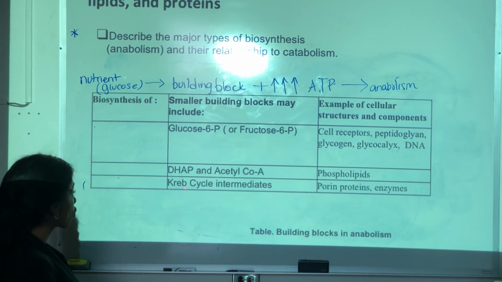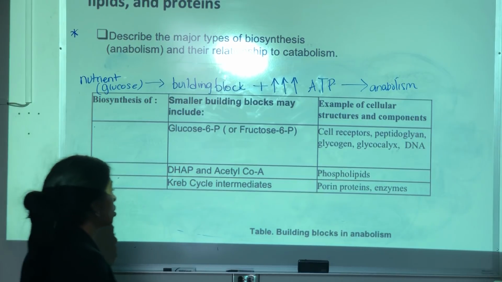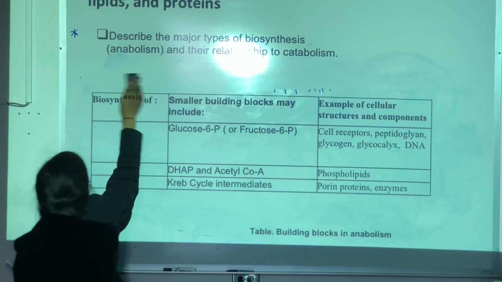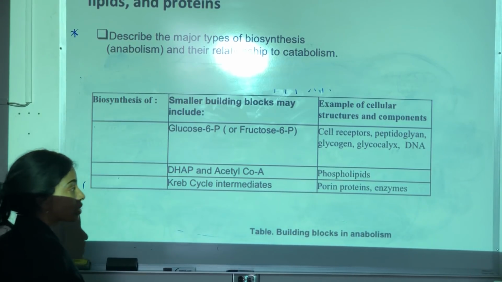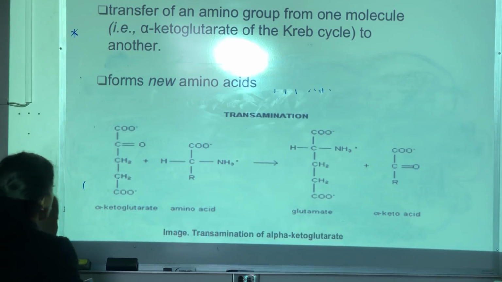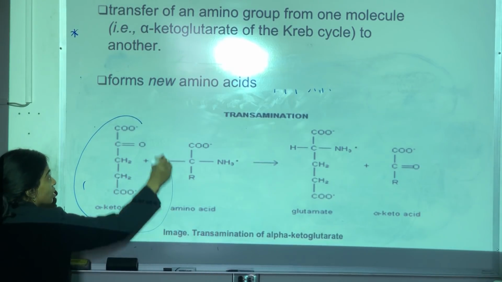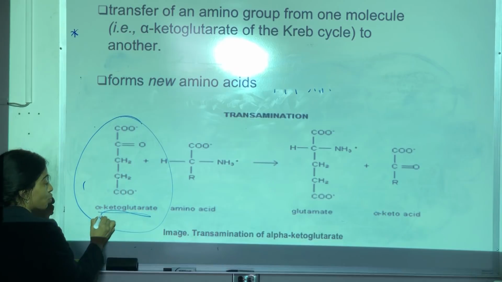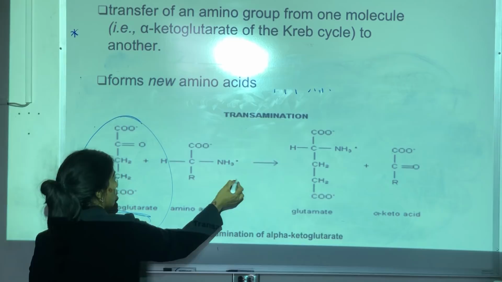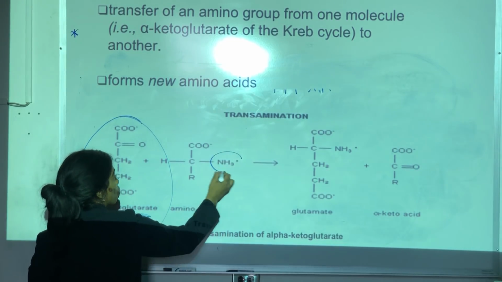And then the Krebs cycle intermediates, many of them are used to make proteins and enzymes. Right? And in order to take those Krebs cycle intermediates and convert them into amino acids for proteins and enzymes, we have the process of transamination. So in transamination, the Krebs cycle intermediate or building block, so this is alpha ketoglutarate, is going to acquire an amino group.